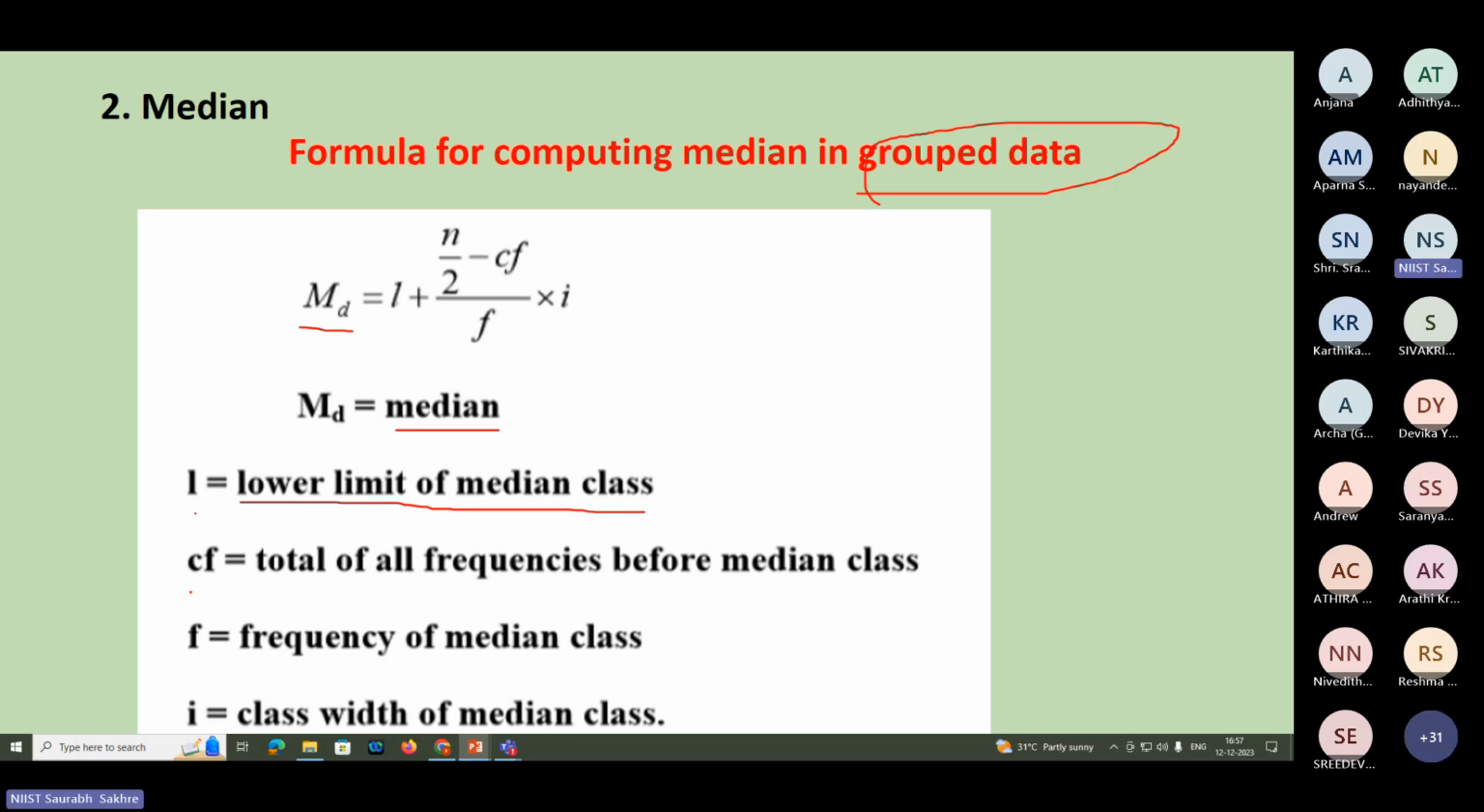Then CF is the total of all frequencies before median class. F is the frequency of median class and I is the class width of median class. Class width means its interval. Like in the previous example, it was 0 to 10, then 10 to 20. So that 0 to 10 was the class width. 10 is the class width. Okay. One by one, I'll show you, you will understand.